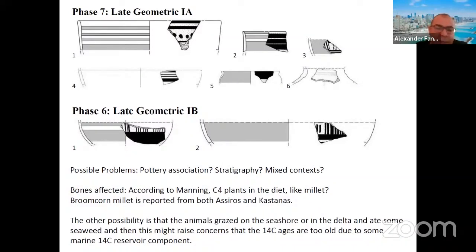But maybe Stuart Manning has suggested that maybe a C4 plant in the diet, like broomcorn millet, is reported from both Asiros and Kastanas. Other possibilities that animals grazed on the seashore or in the delta ate some seaweed, and that might raise concerns that the ages are too old due to some marine reservoir component. I really have no idea why the dates are so high there, but, and here I end my talk.